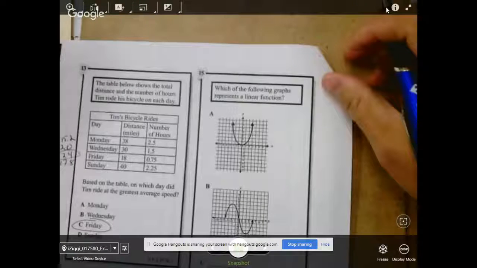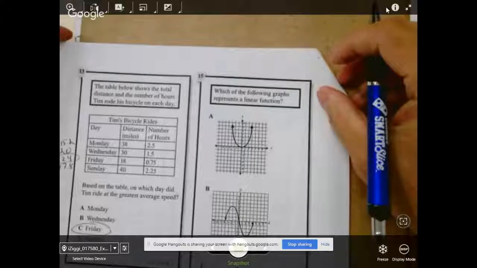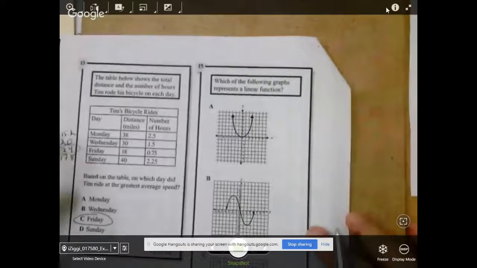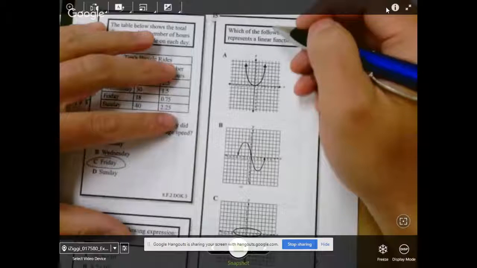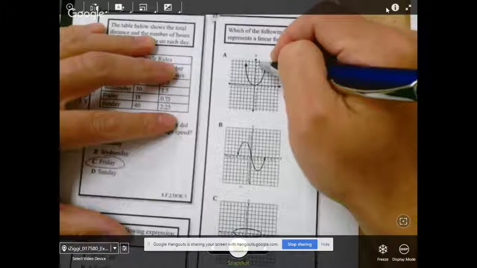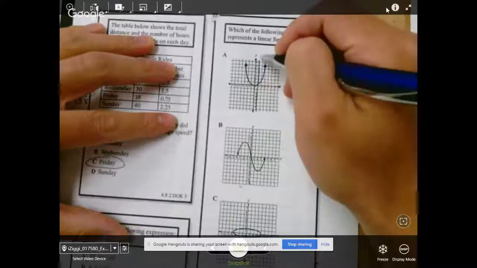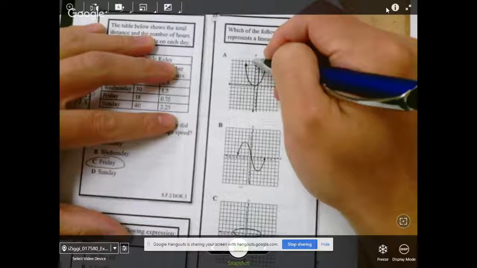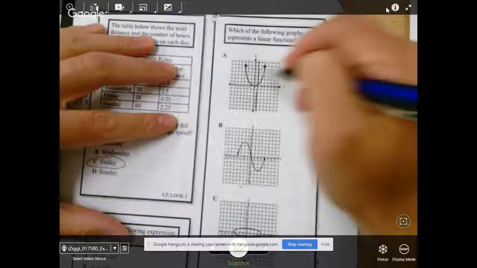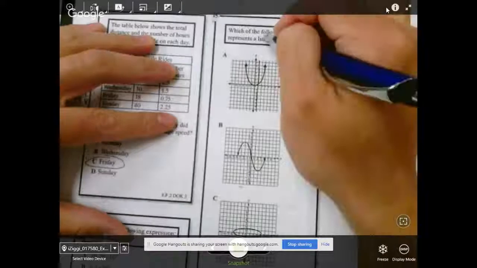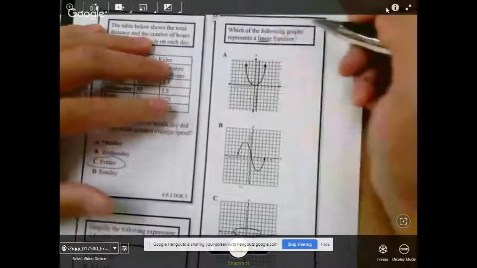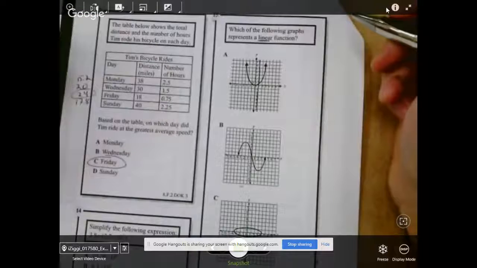Number 15, which of the following graphs represents a linear function? Linear function, you're given a graph, do the vertical line test. If I draw a vertical line anywhere, it's only going to hit one point. This is a function, but it's not linear. Sorry. It also has to be a line. So that's not a line. It is a function, but it's not a line.